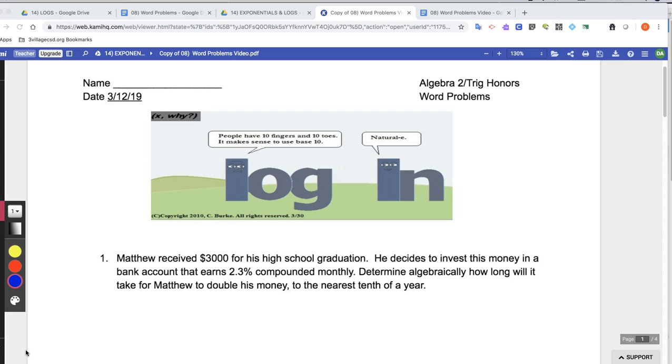In this video, we're going to work with what you've learned so far with logarithms and apply it to other problems that you see earlier in the exponential functions unit.